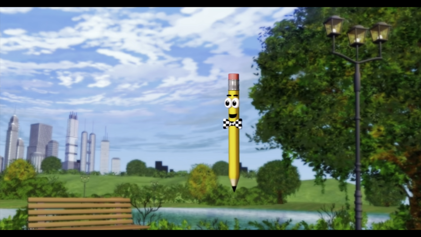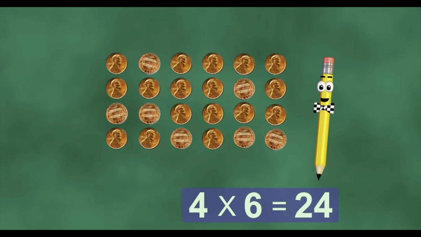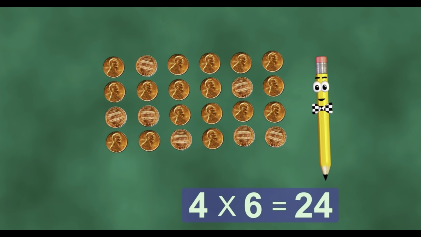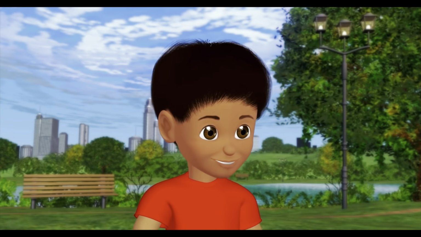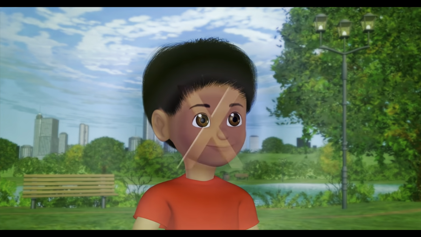Let me show you why. This shows the multiplication problem 4 times 6. And if we move it around like so, it now shows the multiplication problem 6 times 4. But we still have the same number of pennies, 24. Oh, I understand.